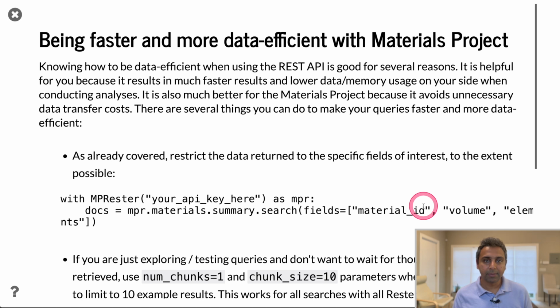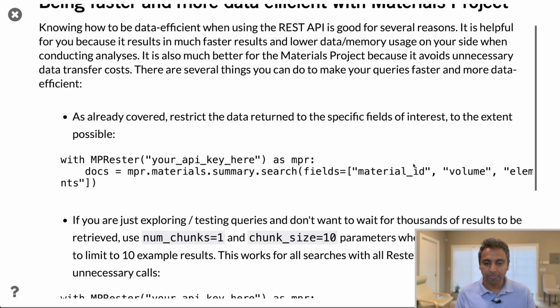Okay, the final topic I want to talk about is just how to be faster and more data efficient with the Materials Project. There are a lot of opportunities to waste time and data transfer when using the Materials Project API. If you know how to be data efficient, you can get several advantages. The first is that you'll develop a lot quicker because you'll spend a lot less time waiting around for the Materials API to return results. It'll also use less memory on your side to do all the analysis. And it's also good from the Materials Project side because it avoids a lot of unnecessary data transfer costs that the Materials Project has to be responsible for when they ship over large datasets.